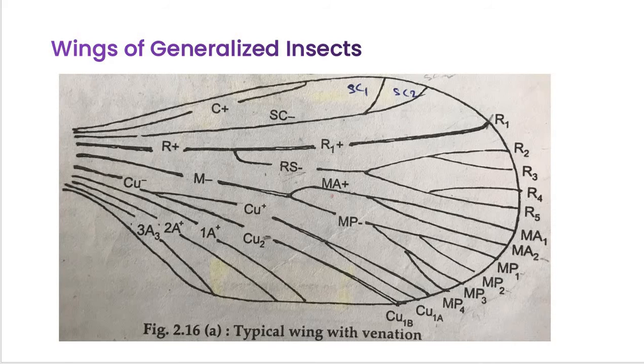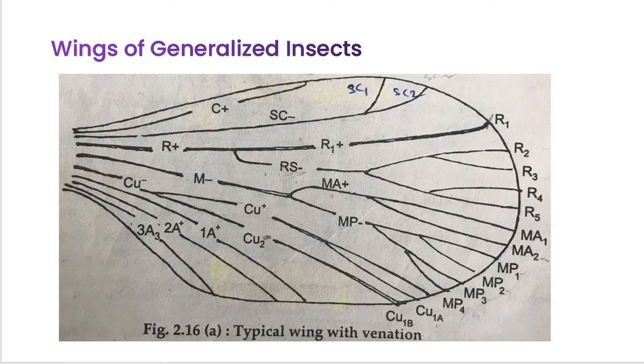Again here, such a thin membrane is supported by a system of tubular veins. Now here at the base of the wing the sclerites are there, and such sclerites are useful for the movement of the wing and they are useful for support for flying.